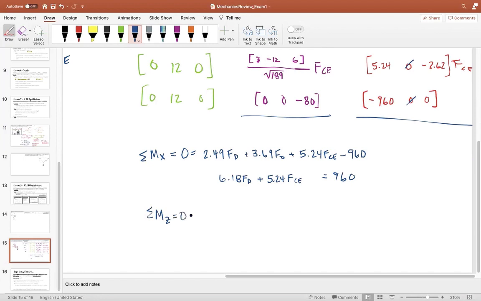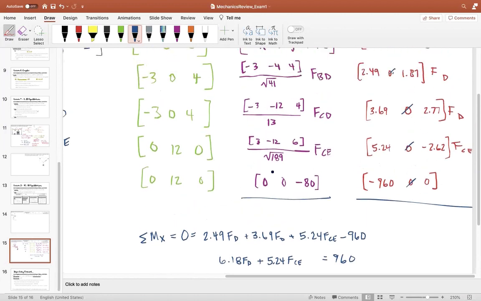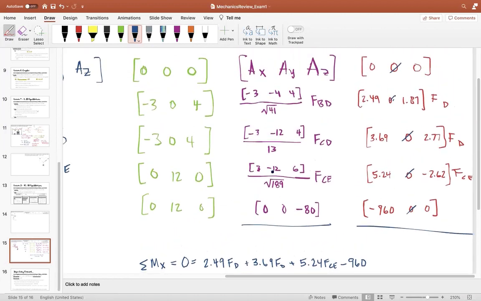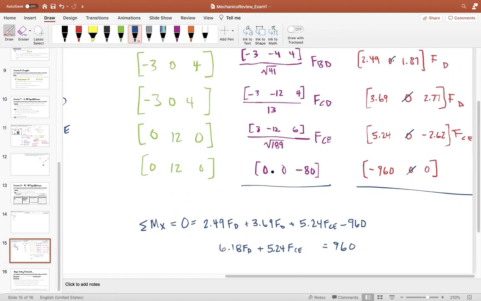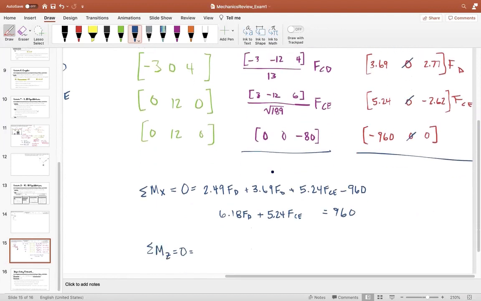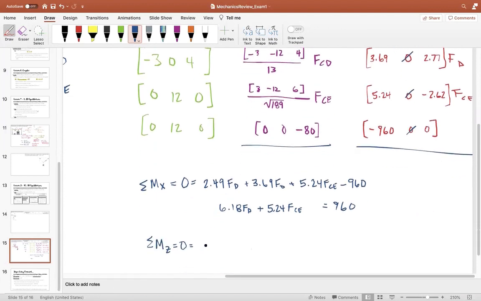Do you want me to scroll back up? Yeah, that'd be great. Thank you. Equals 0. I'm just going to combine them right now. Okay, so it'd be 4.64 FD minus 2.62 FC, and that's equal to 0. So we don't need to rewrite anything.